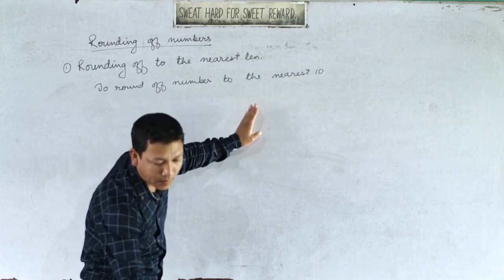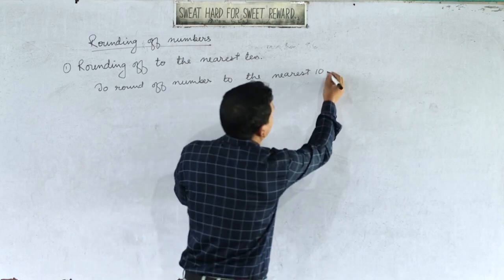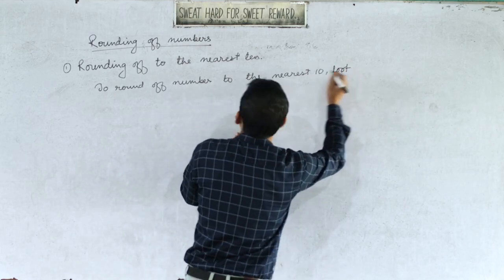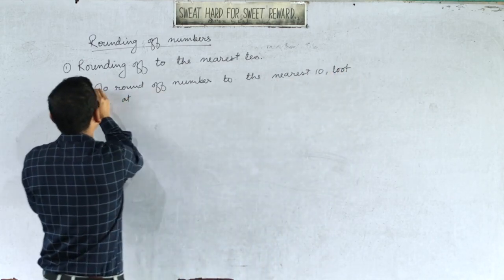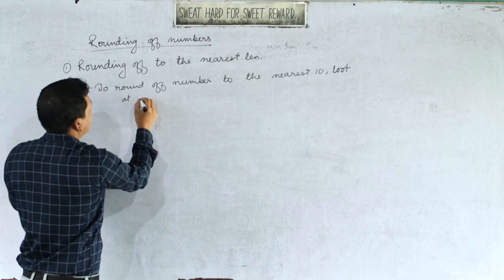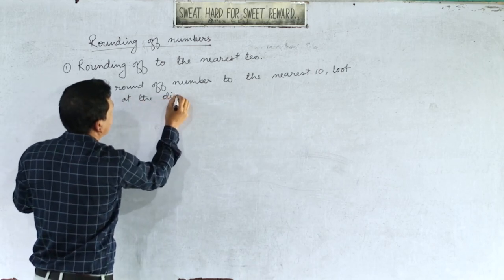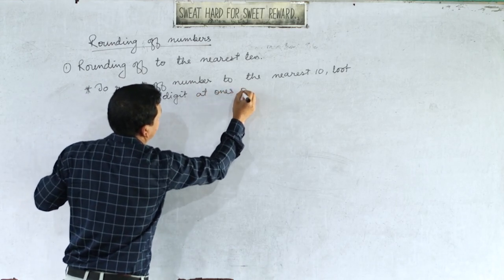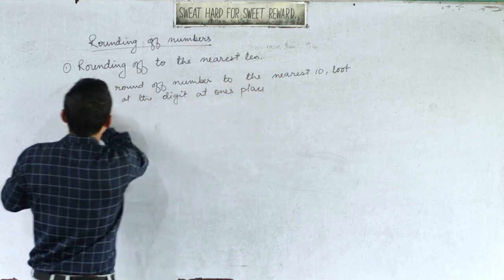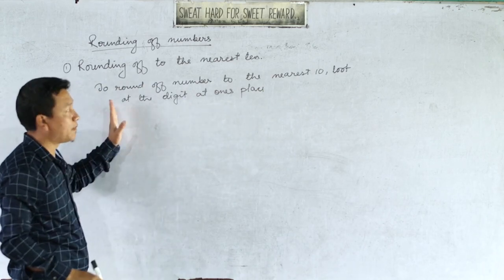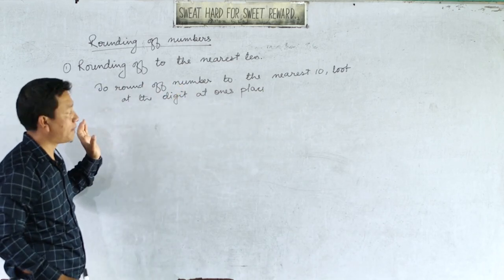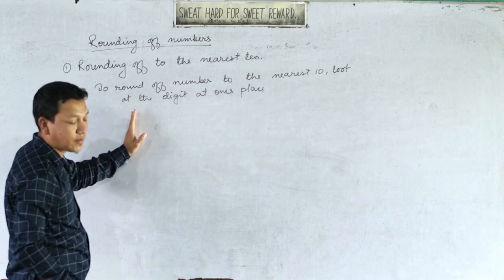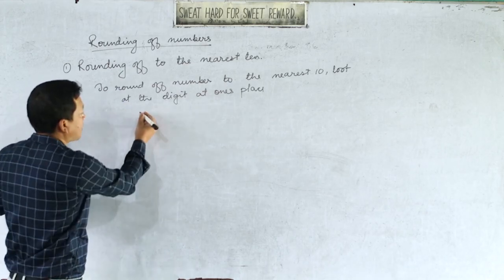Look at the digit in the ones place. This is the first step.